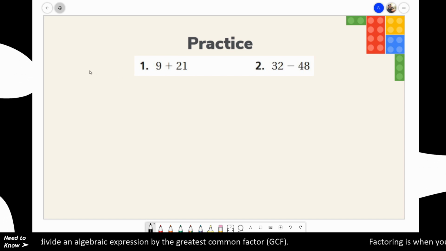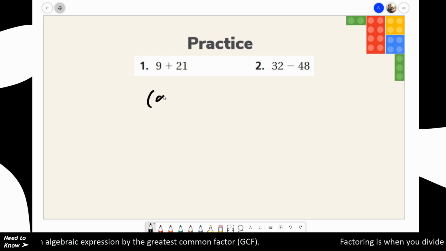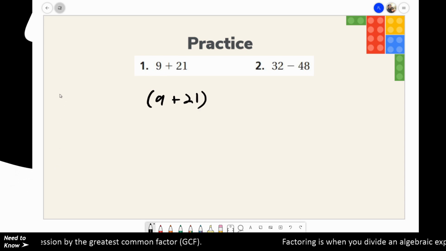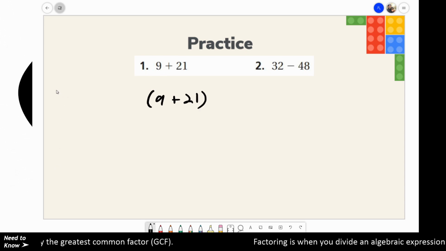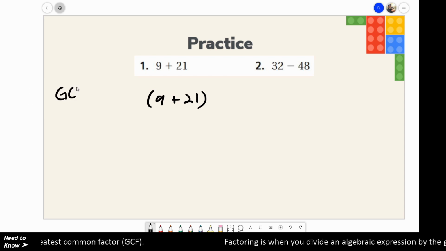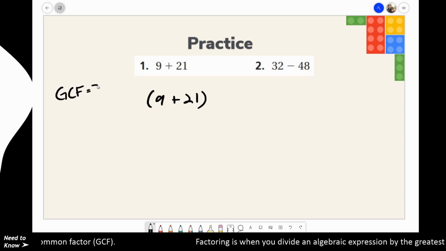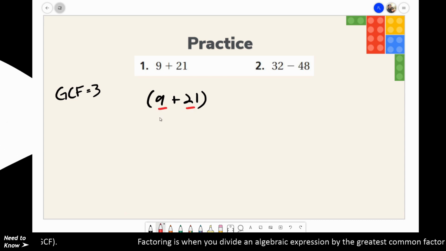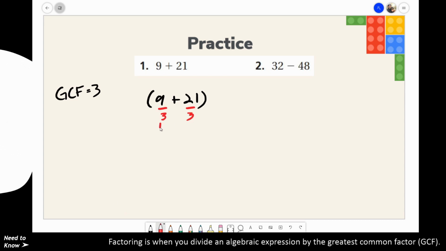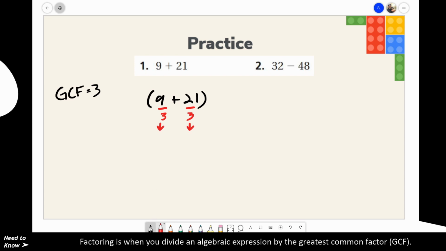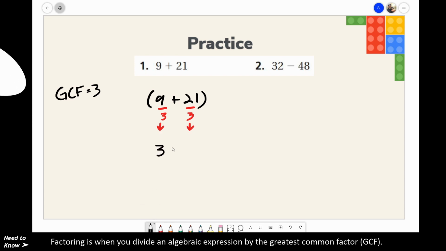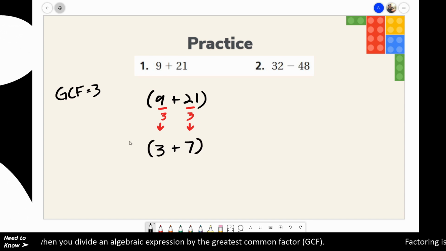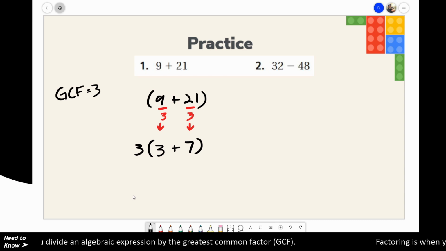Okay, let's do number 1. I have a 9 plus 21. So you want to think about what's the GCF of 9 and 21. The GCF is going to be 3. So what you're going to do is divide all the terms inside the parentheses by the GCF. Well, 9 divided by 3 is 3, and 21 divided by 3 is 7. Then the GCF goes outside the parentheses.